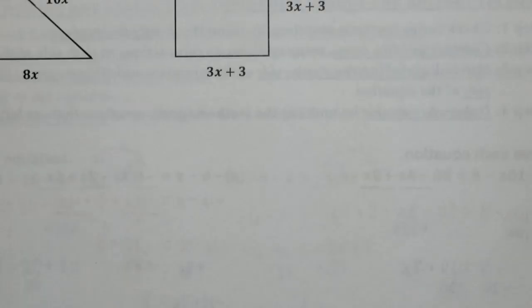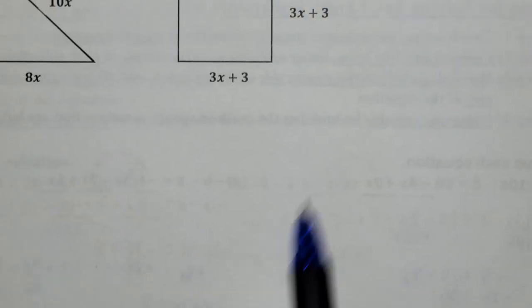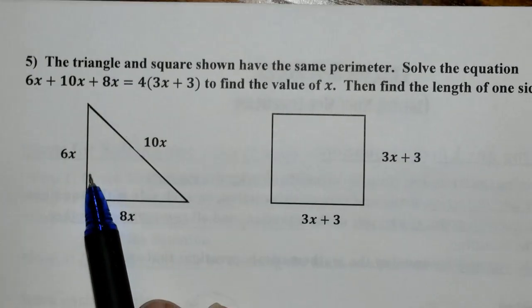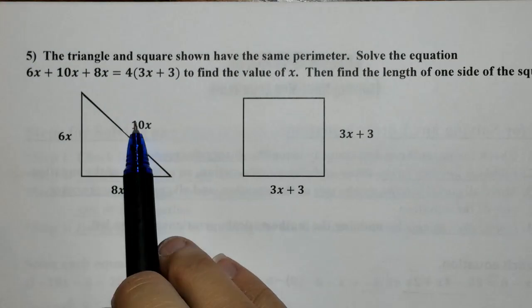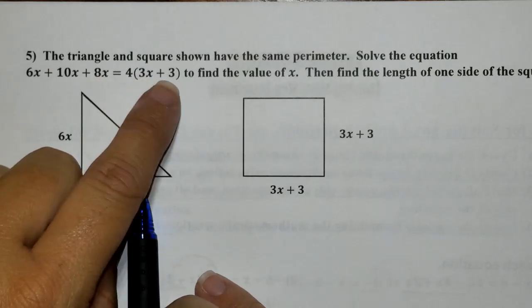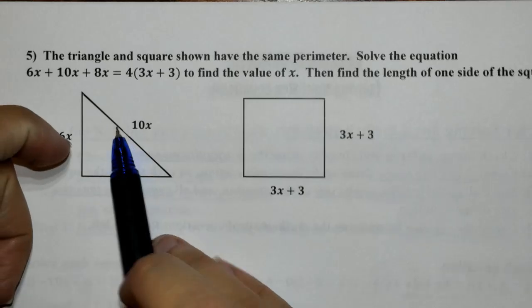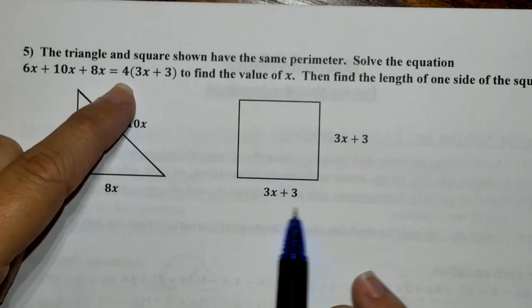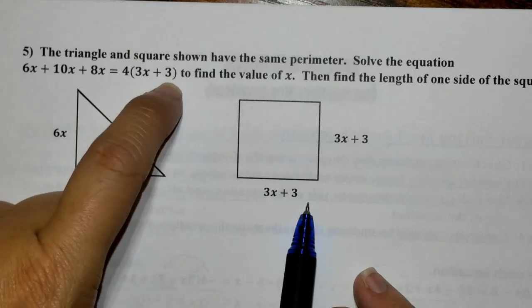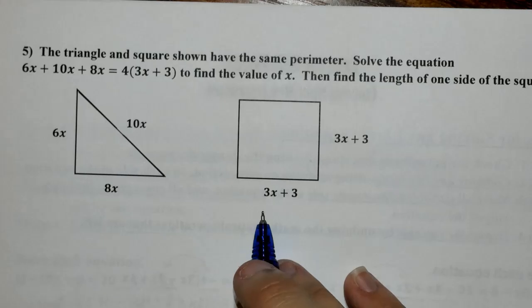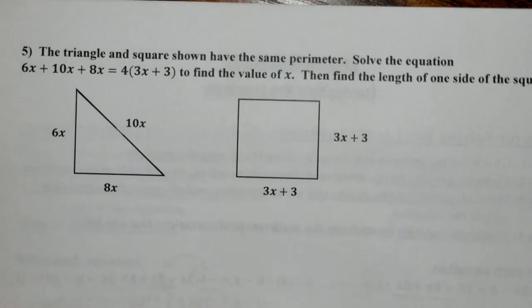Number 5 says the triangle and square shown have the same perimeter. So solve the equation. Okay, so perimeter, let me zoom out a little bit. 6x plus 10x plus 8x. The same perimeter means the perimeters can be set equal to each other. So these sides added together are equal to these sides added together. There are 4 sides, they're all 3x plus 3, so 4 times 3x plus 3. So solve the equation to find the value of x, then find the length of one side of the square. So we have 2 steps.